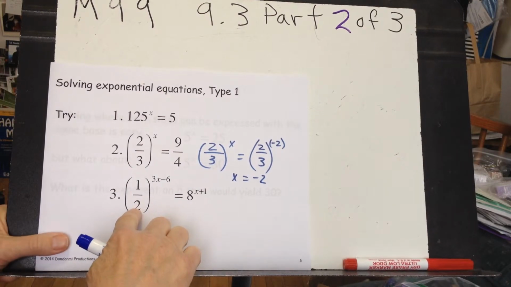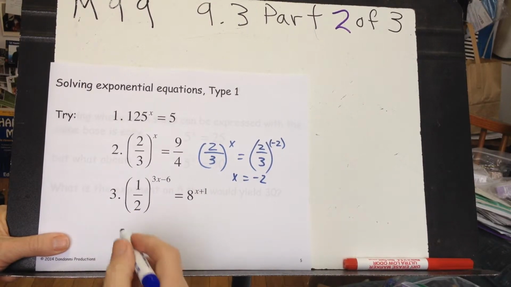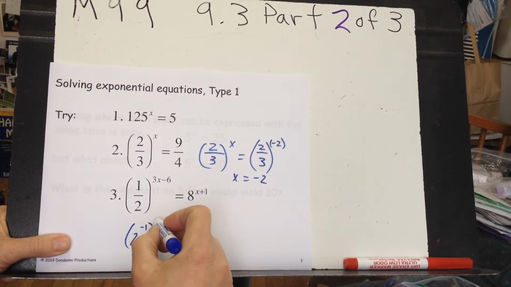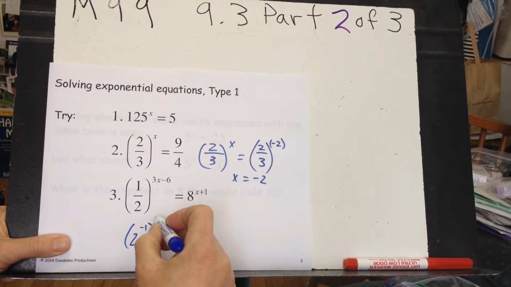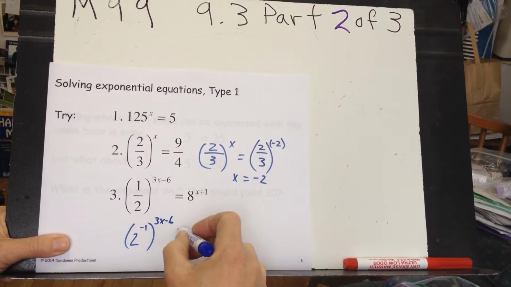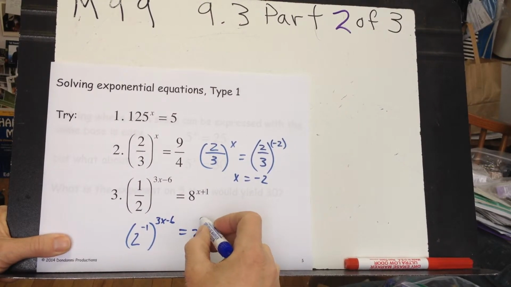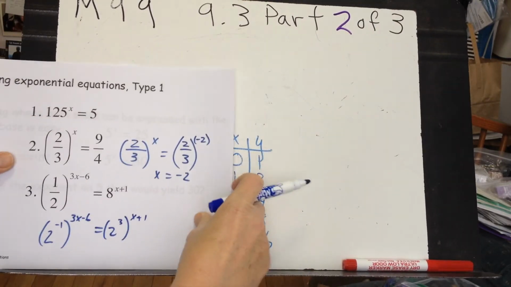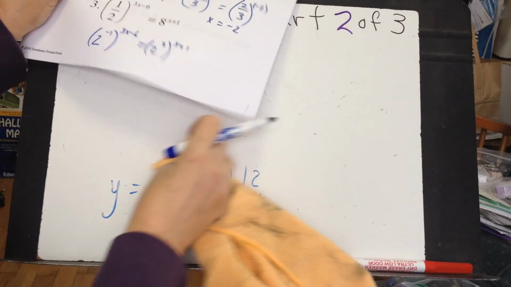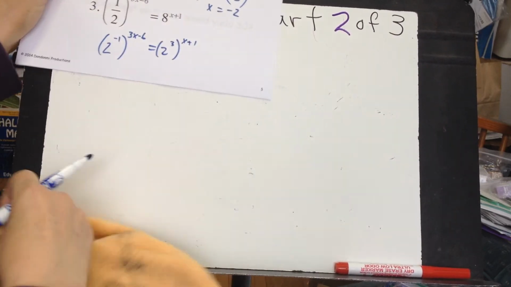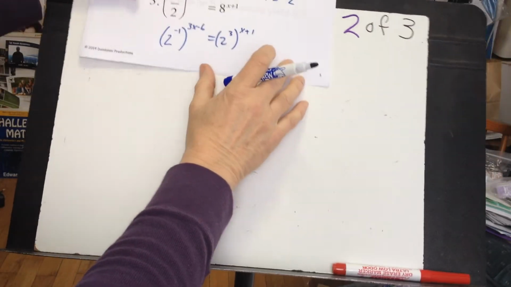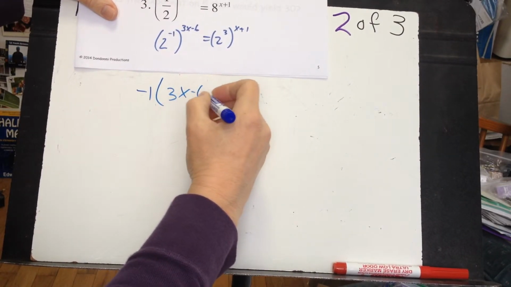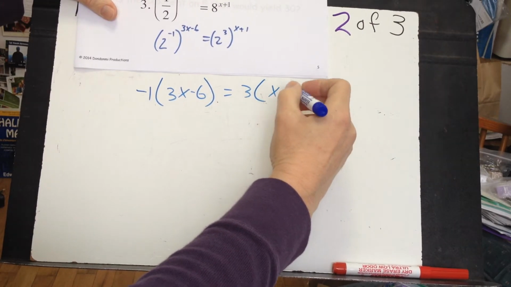How in this third one is a half related to 8? Well, a half is 2 to the negative 1st power. So this problem can be restated as 2 to the negative 1st, to the 3x minus 6 power, equals 2 to the 3rd, to the x plus 1 power. Let's take it over here to finish it. Okay, so there's the problem, and then I have negative 1 times 3x minus 6 equals 3x plus 1.